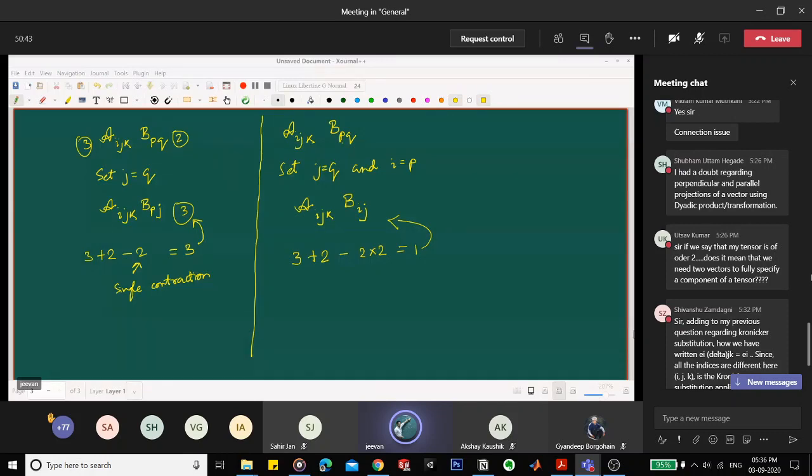Utsav is asking, sir, if we say that my tensor is of order 2, does it mean that we need 2 vectors to fully specify a component of a tensor? We don't need it, but you can decompose them like that. If you have a tensor of order 2 like T_ij, then you can think of it to be composed of a_i b_j. In fact, I believe in L6 I have done exactly that to show the transformation of a second order tensor. You can see lecture number L6.